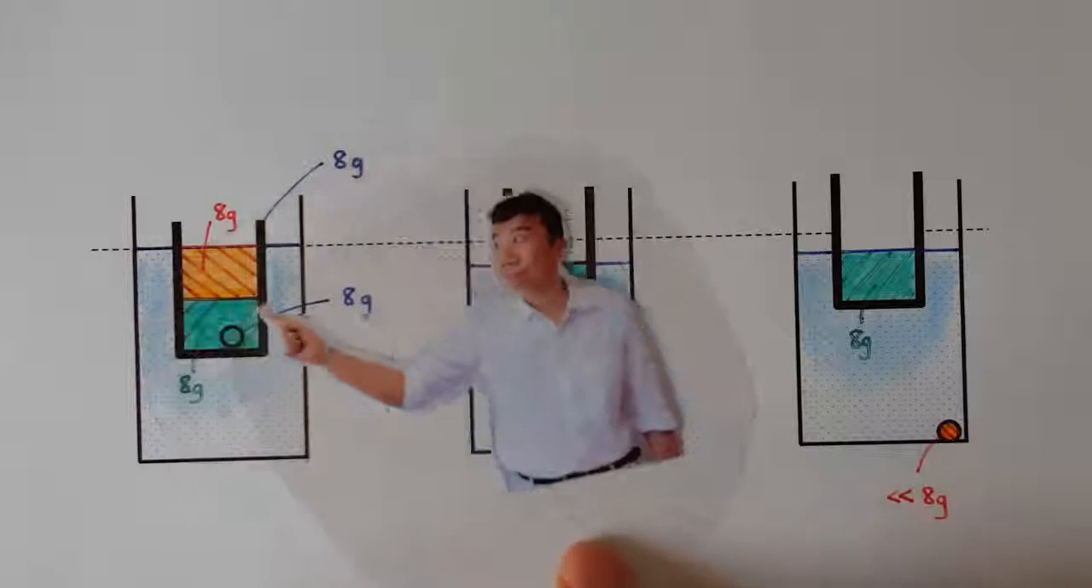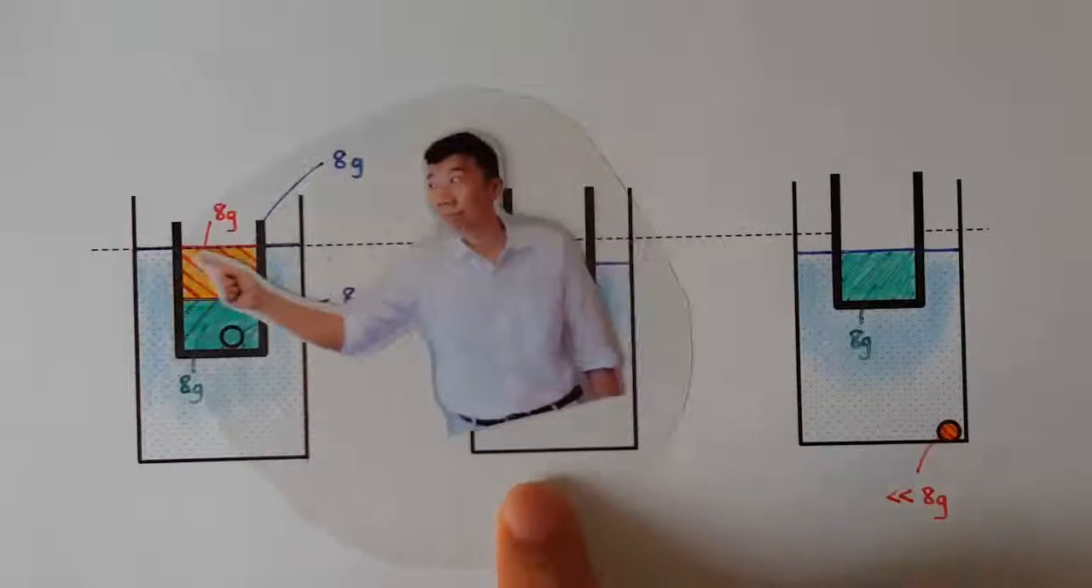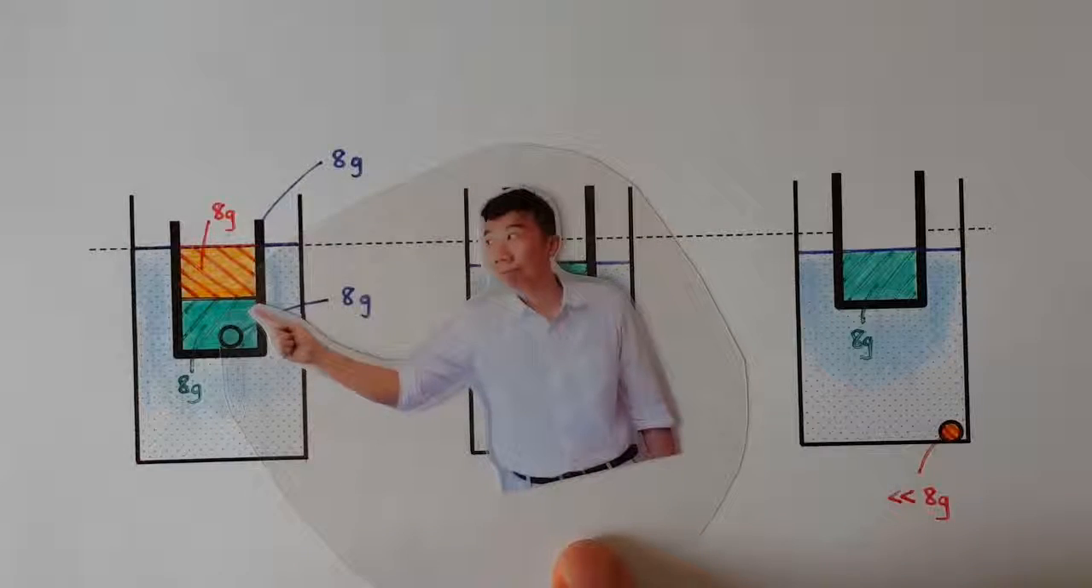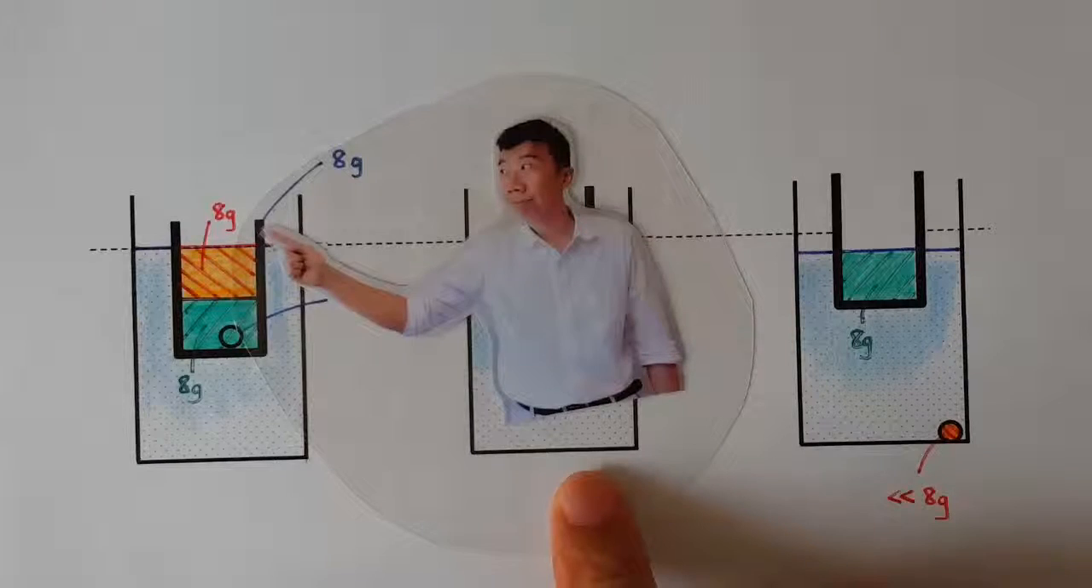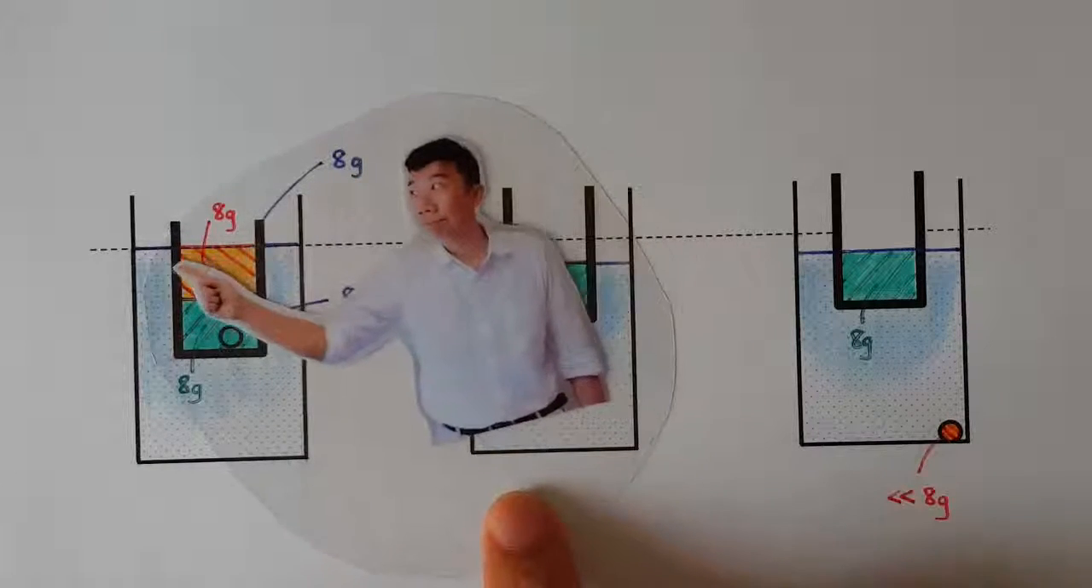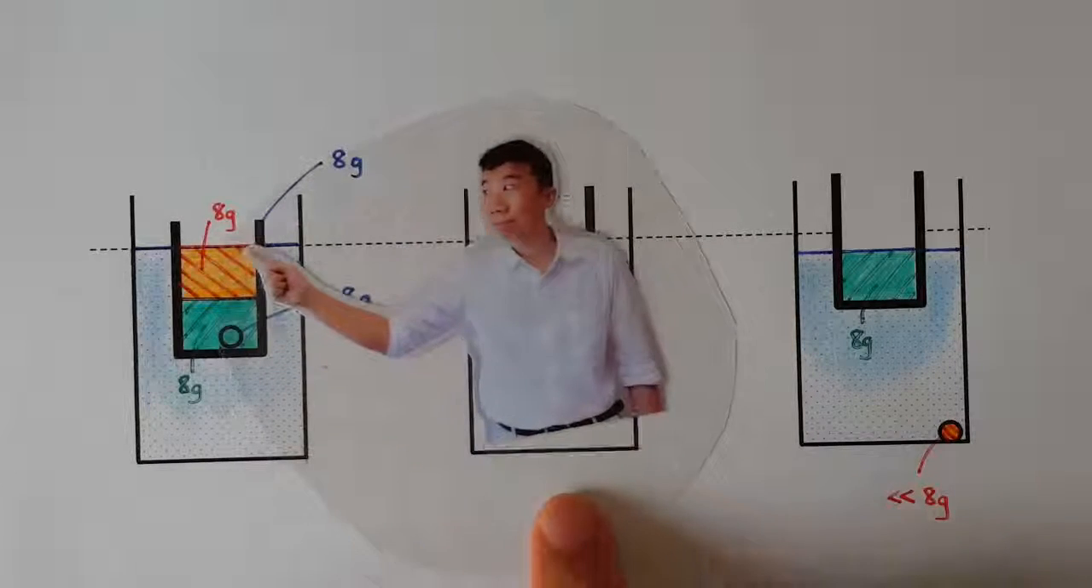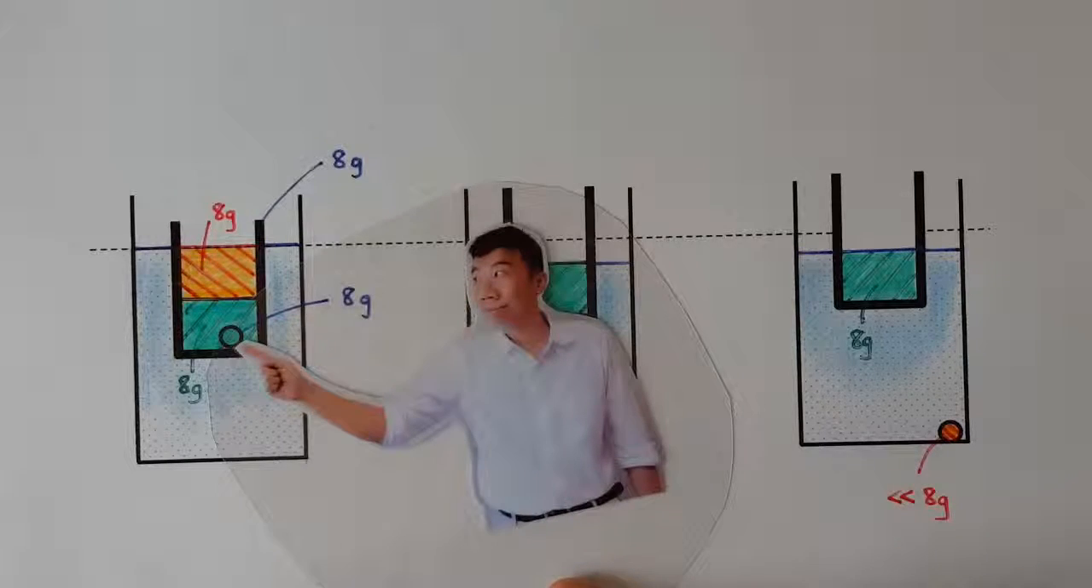So this amount of water here must be 16 grams, out of which 8 grams is displaced to support the weight of the container, and another 8 grams is displaced to support the weight of the lead ball.